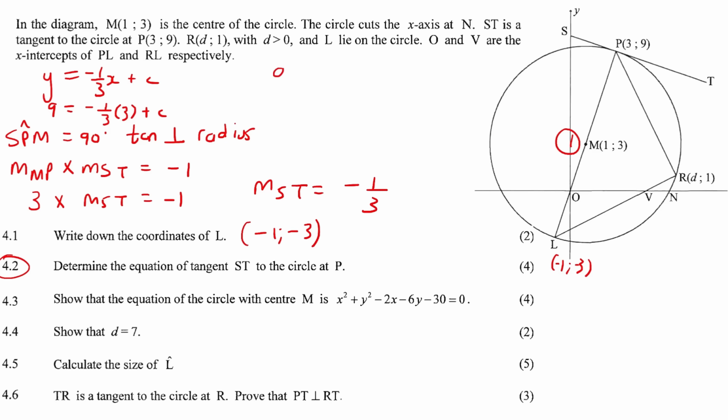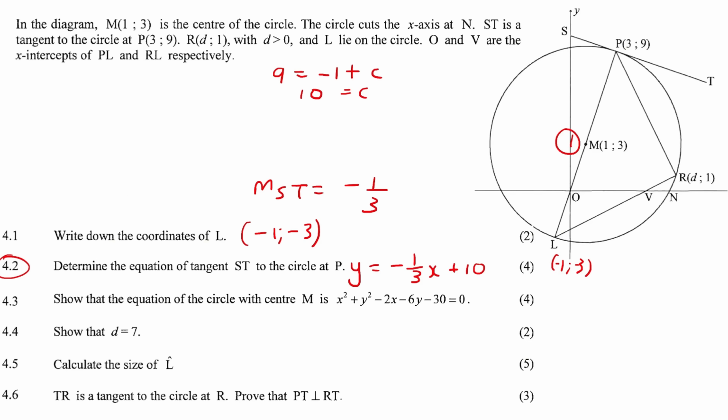You will now end up with 9 equals negative 1 plus c, and then c is equal to 10. And so the final equation of that tangent would be y equals negative a third x plus 10. Okay, moving on to this one.